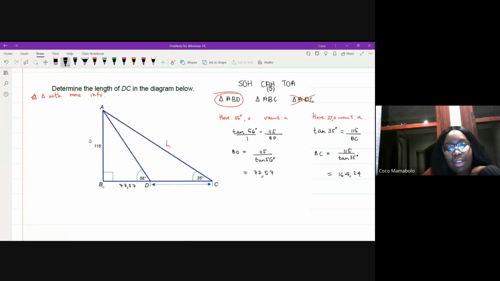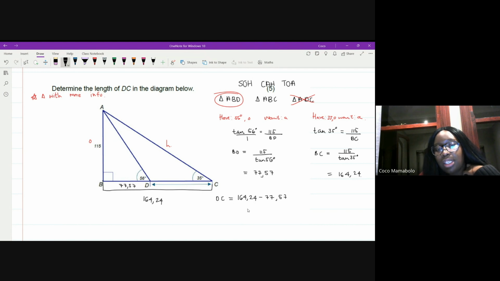Now, that tells me that the whole of BC is 164,24. So 164,24 minus 77,57 will give us DC. That's exactly what we're looking for. DC is equal to, now I have to do the calculation on my side, 86,67. All right. How did we do, peeps? Did we do okay? Lovely. Well done, Emmanuel. Oh, it's not 36 degrees. Sorry about that.